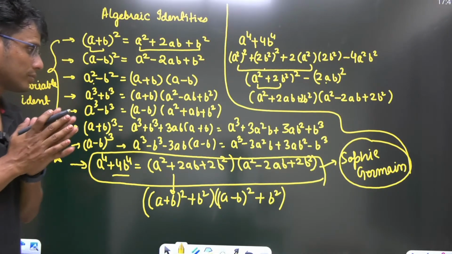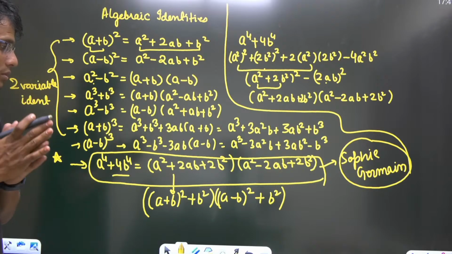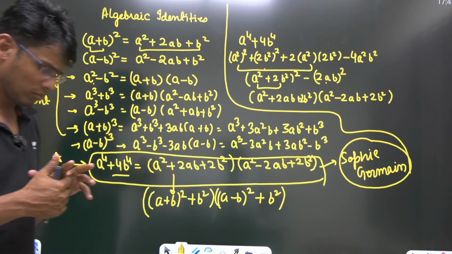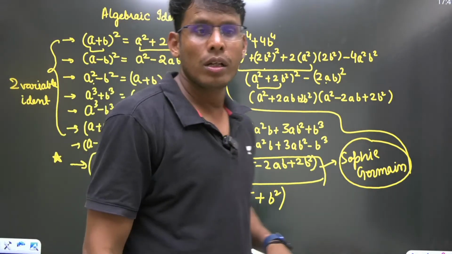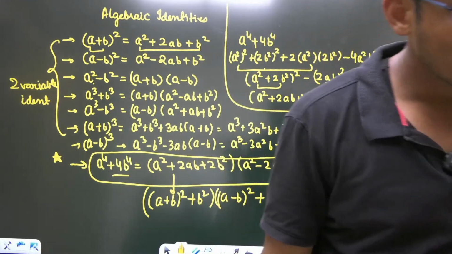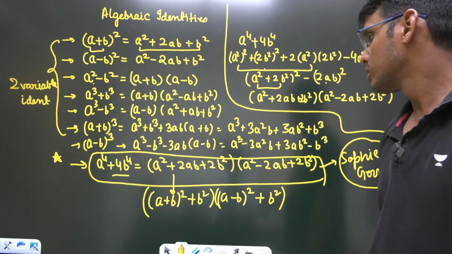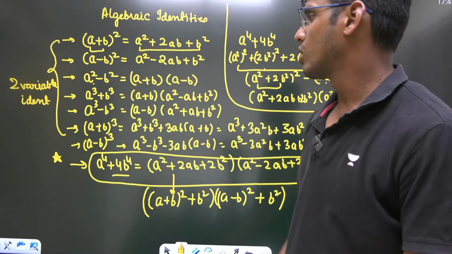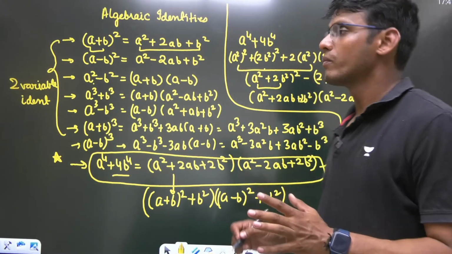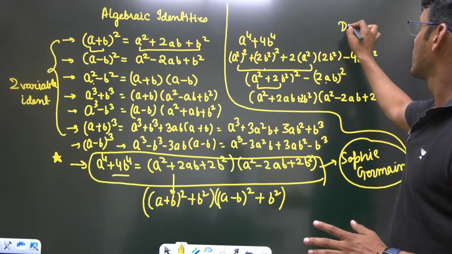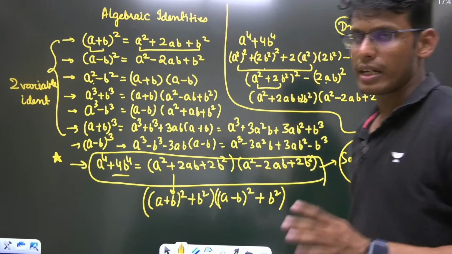Okay. Got it? Please write done. If you have written all these identities, please write DN.